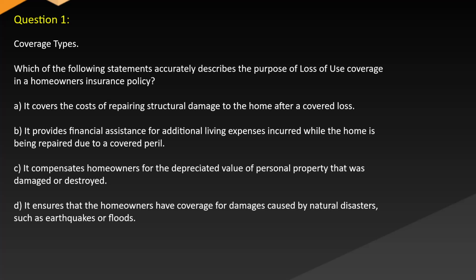Question 1. Coverage types. Which of the following statements accurately describes the purpose of loss of use coverage in a homeowner's insurance policy? A. It covers the costs of repairing structural damage to the home after a covered loss. B. It provides financial assistance for additional living expenses incurred while the home is being repaired due to a covered peril. C. It compensates homeowners for the depreciated value of personal property that was damaged or destroyed. D. It ensures that the homeowners have coverage for damages caused by natural disasters such as earthquakes or floods.